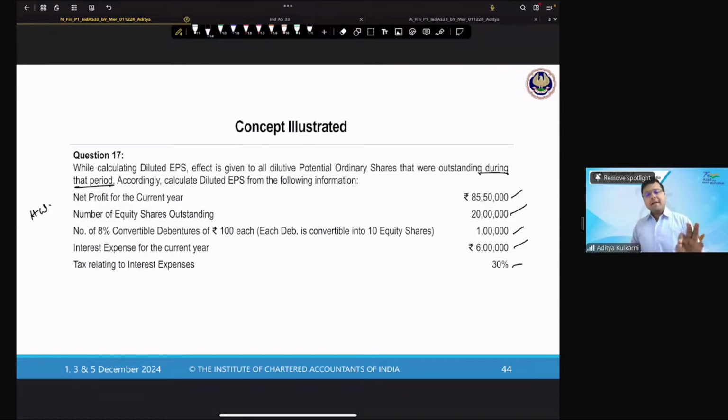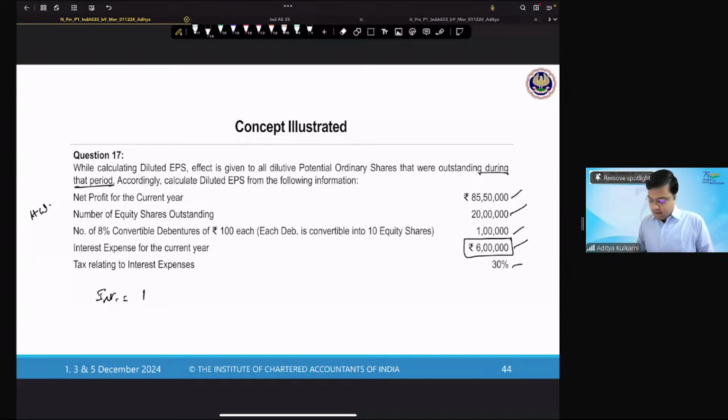Here, there is just one adjustment. This interest expense for the current year is already given to you. If you look, 1 lakh into 100, so that comes to 1 crore into 8%. 8 lakh should have been your interest expense, but it is only 6 lakhs. So debentures have been issued during the year. It's not there throughout the year. Is it okay? Did you understand?